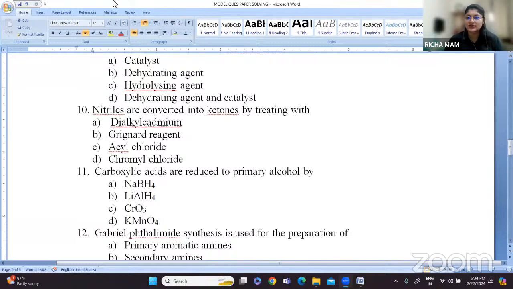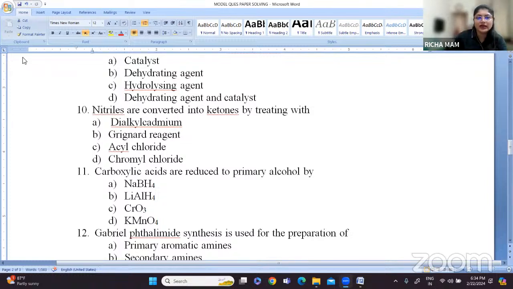Okay, Dhanusha has answered it as A. Vedpati has answered it as C. Okay, others? What is the answer? Nitriles are converted into ketones with which of the reagent? A, dialkyl cadmium, B, Grignard reagent, C, acyl chloride, and D, chromyl fluoride.